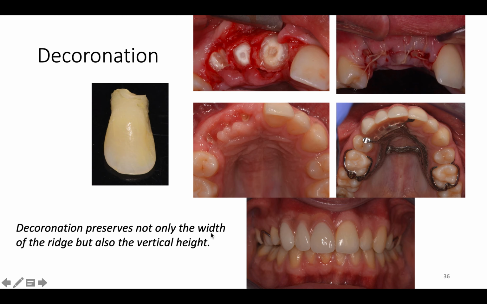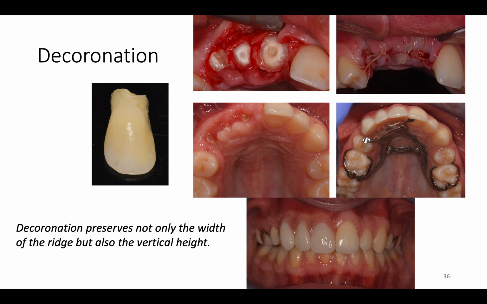Decoronation will preserve the width and the height of the alveolar ridge. So if the patient is young and cannot have implant treatment at this young age, you can leave these roots. They will eventually be replaced with bone, but they will preserve the height and width of the alveolar bone. But if you extract these roots, then resorption of the bone will take place, and you may need bone grafting in the future.